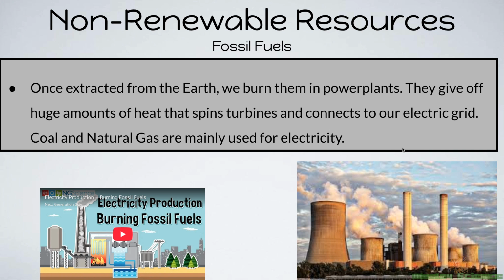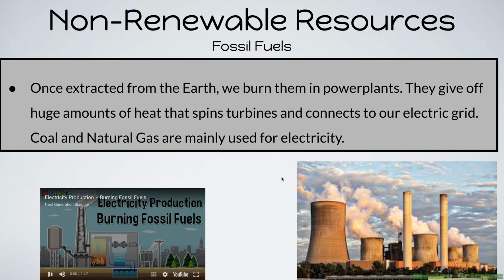Once these fossil fuels are extracted from the earth, we are then able to burn them in power plants. They give off huge amounts of heat when they get burned, and right above this area where they get burned spins turbines that connect to our electric grid. There's a really cool video right here that I will post as a link to this video so that you can check it out and see how electricity is produced. Coal and natural gas are the two that are mainly used for electricity.